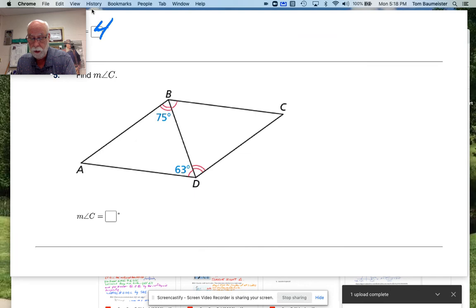So that means that we can say that this angle here that is marked with 1 is also 63. The one that is marked with 2 is 75, so we know that we can say that this angle here is equal to 75 also.